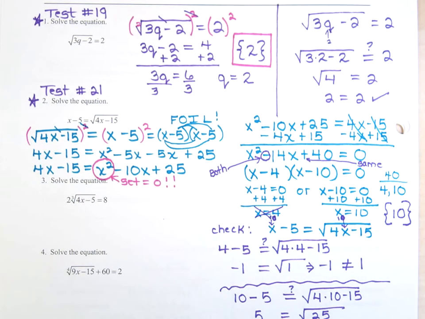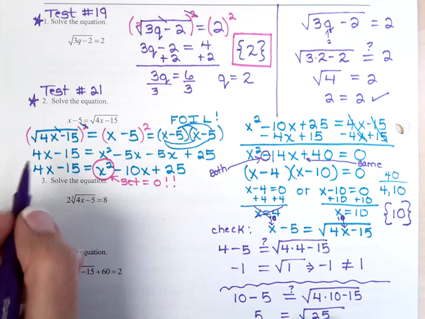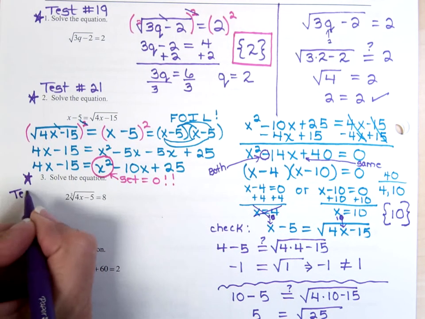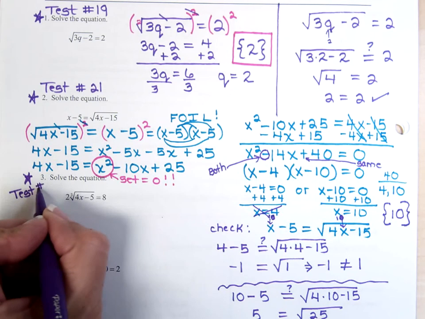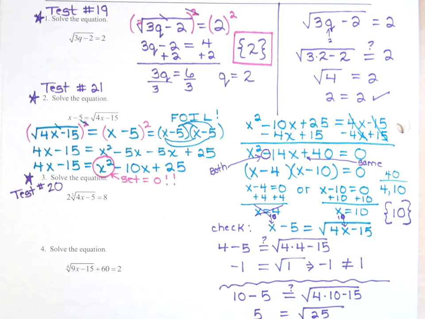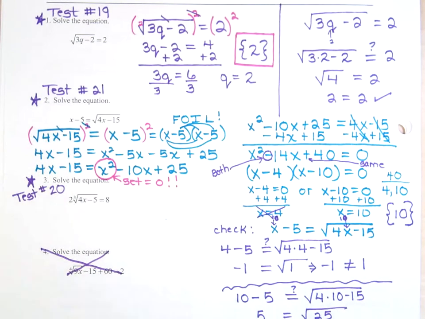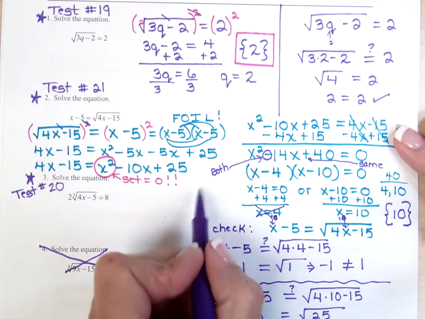Number 3 is also on your test. It is just like number 20. So lots of test questions. So this is test number 20. We're not going to do 4, by the way. It's a really ugly problem. So if we need more room for 3, we can move down there.